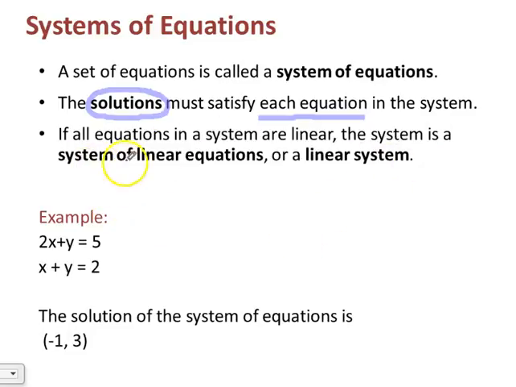So really the important thing is that when we have an ordered solution, it's always going to be an ordered solution, an x and a y value. When we plug those x and y values into each equation, it's going to make each equation true. So look down here. Here's a system of equations. The first equation is 2x plus y equals 5. The second is x plus y equals 2. The solution for the system of equations is -1, 3.